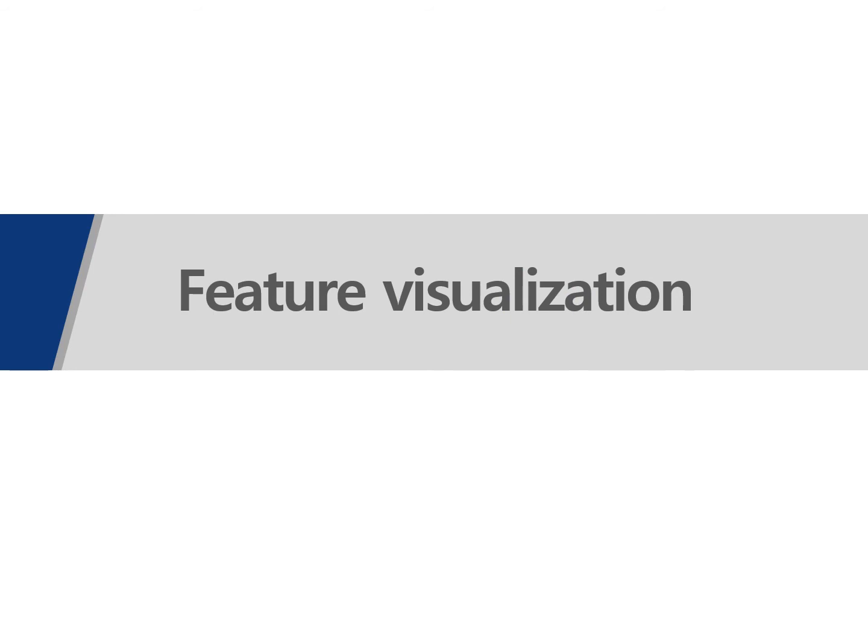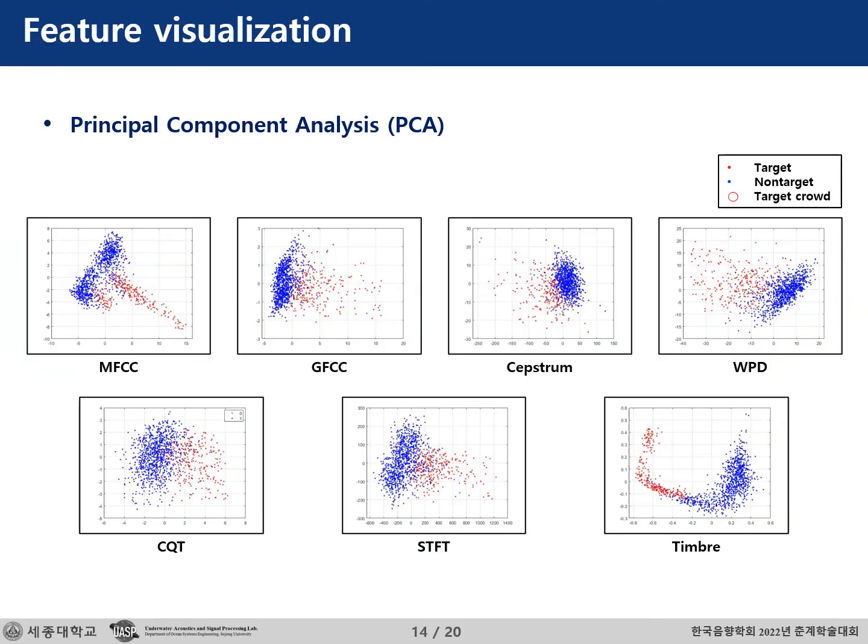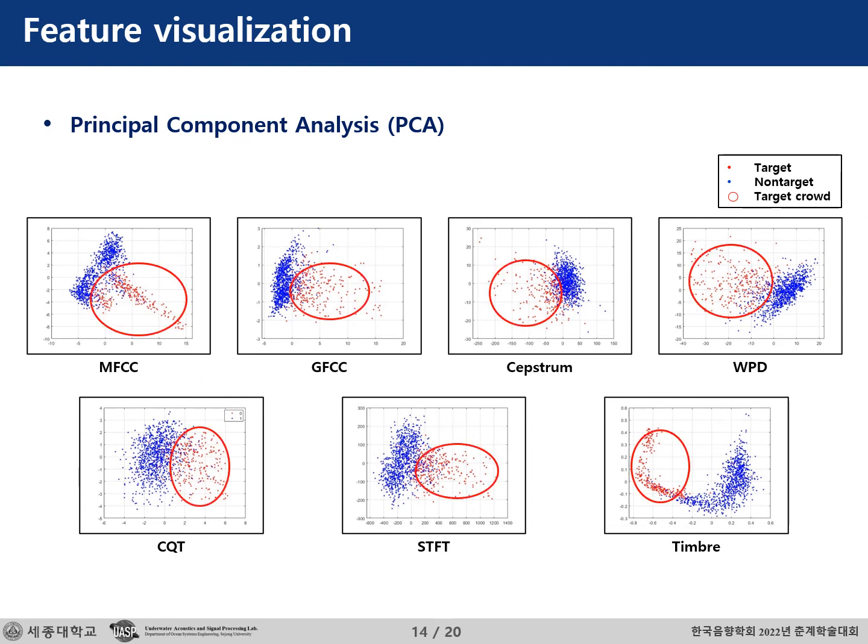In this chapter, I show the results from feature visualization using active sonar data with feature distribution analysis. Firstly, the feature domain is visualized using principal component analysis (PCA). As I explained, red dots mean target and blue dots are non-target, and the red empty circle represents the target crowd. As can be seen in the figure, their distributions seem similar to each other. None separates perfectly.